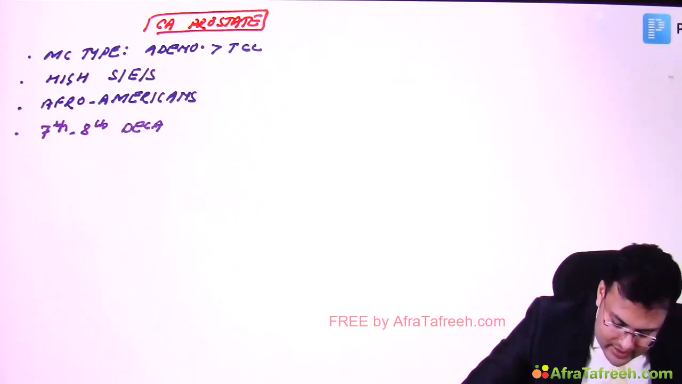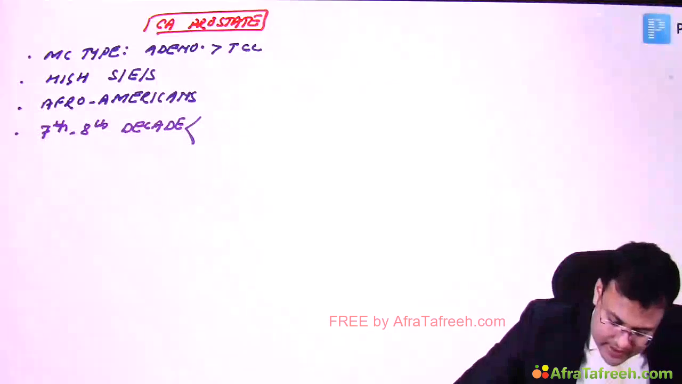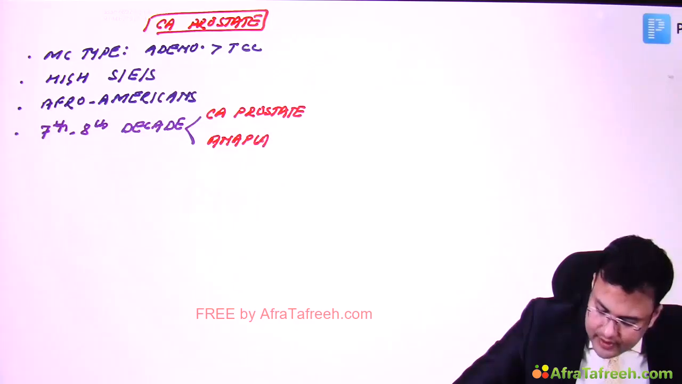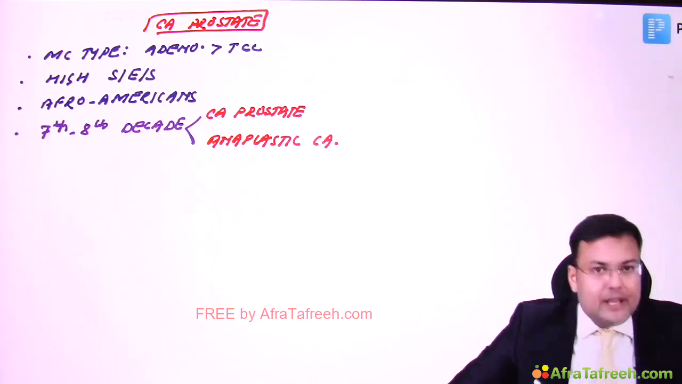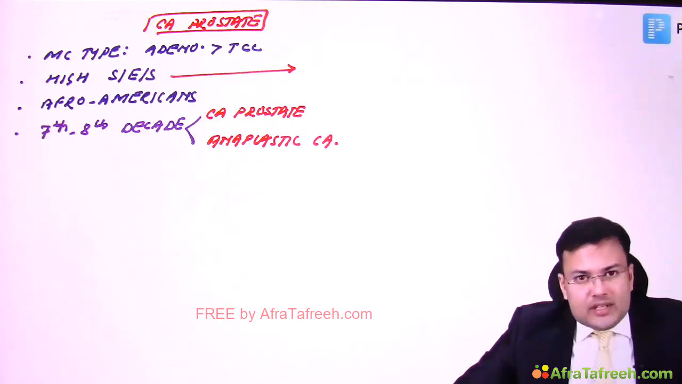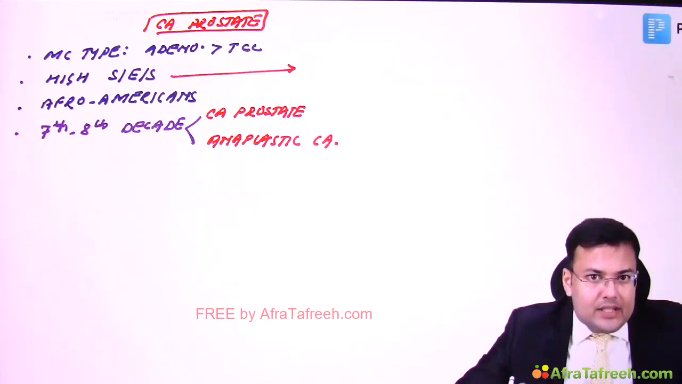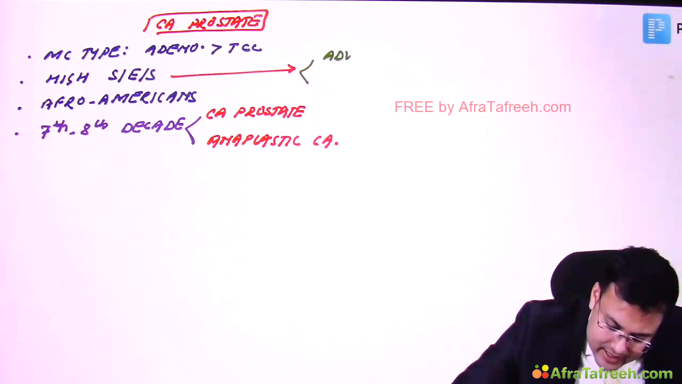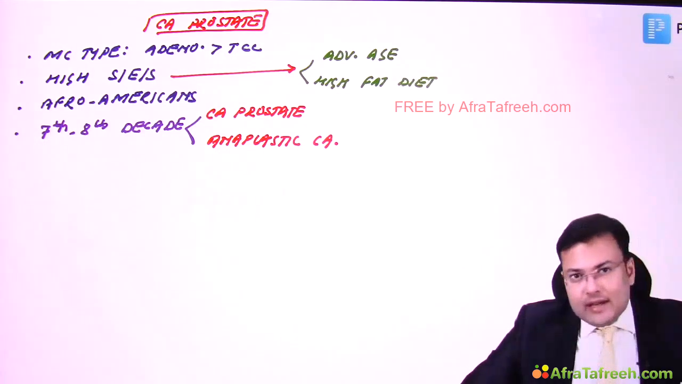What are the two malignancies seen in this decade? One is CA prostate and second is anaplastic carcinoma thyroid. Okay. Now, what are the risk factors? The patient belongs to high socioeconomic status and there is longer life expectancy. So the two risk factors are advancing age and high fat diet. These are the risk factors.